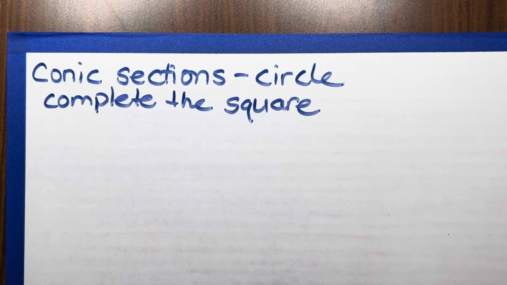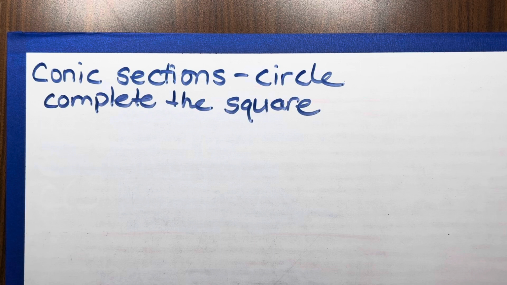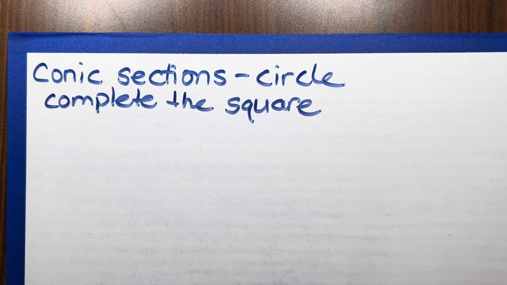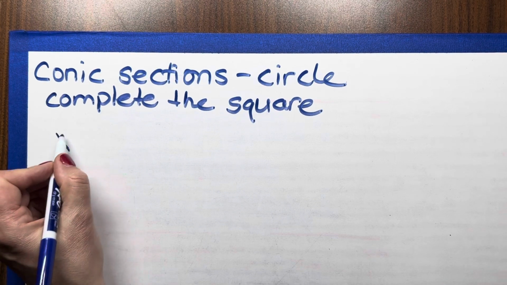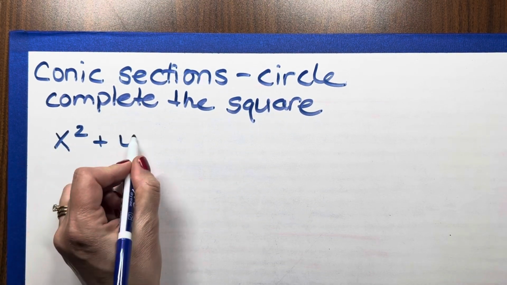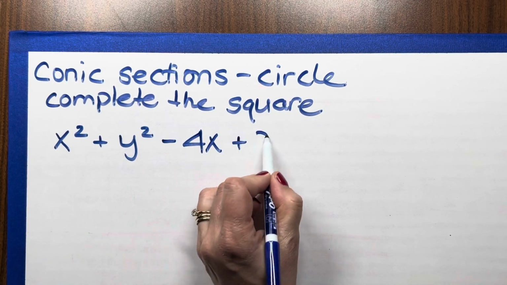Today's topic is a continuation of conic sections with circles, and today we're going to work on how to complete the square and get our equation into the correct form for a circle to figure out the center and the radius and sketch a graph. So this is what another form of a circle would look like.